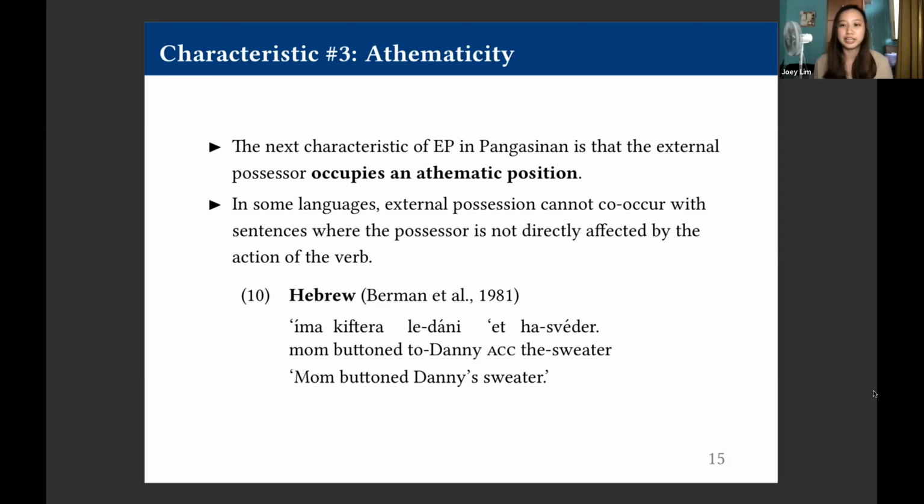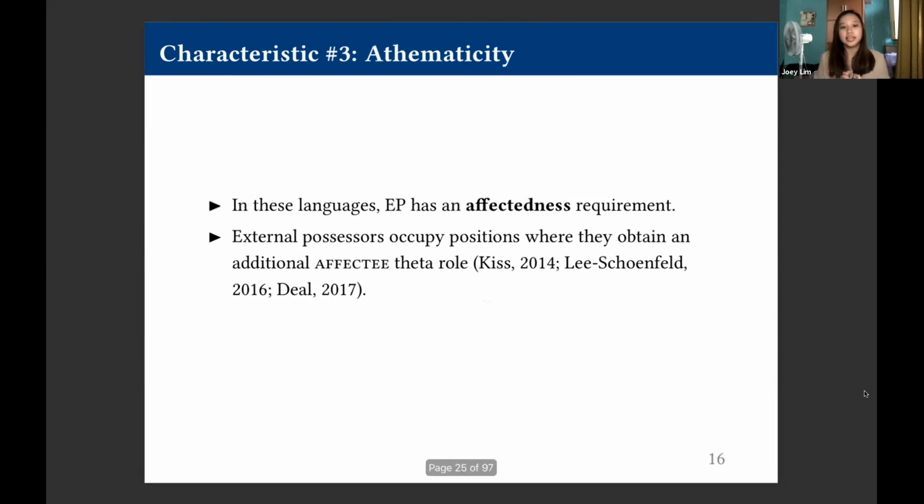So only when Danny is wearing the sweater, he's affected by the buttoning action, and this external possession sentence is felicitous. In these languages such as Hebrew, external possession has an affectedness requirement. External possessors thus occupy positions where they obtain an additional affected theta role.